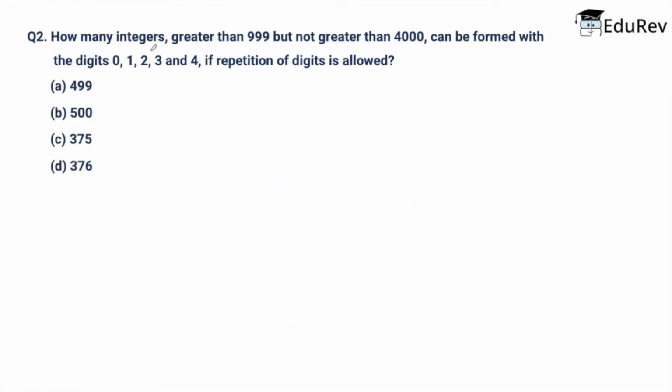So the second question states that we need to find out how many integers which are greater than 999. Now they are saying greater than 999. That means we are not including 999 into it. And it shouldn't be greater than 4000. So it shouldn't be greater than 4000 means 4001 cannot be there, but 4000 is included in this. Now the question says that how many integers greater than 999 but not greater than 4000 can be formed from the digits 0, 1, 2, 3 and 4 if repetition of digits is allowed.